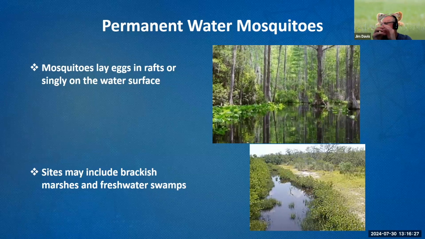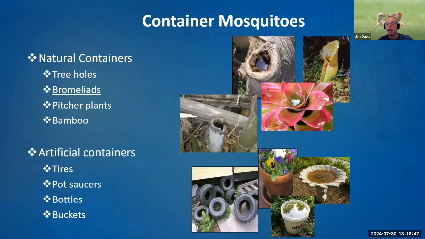Now, permanent water habitats such as ponds, swamps, and brackish marshes retain water most of the time. So this is what you see if I take you to Green Swamp or Hog Island, or for those in Gainesville, Paynes Prairie and so on. All this is standing water that's right for mosquitoes.